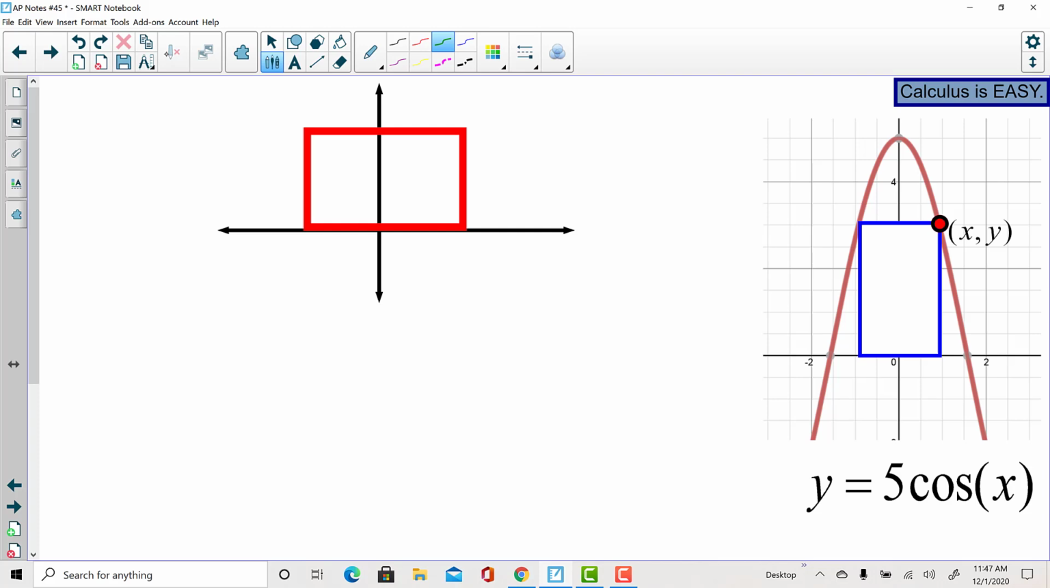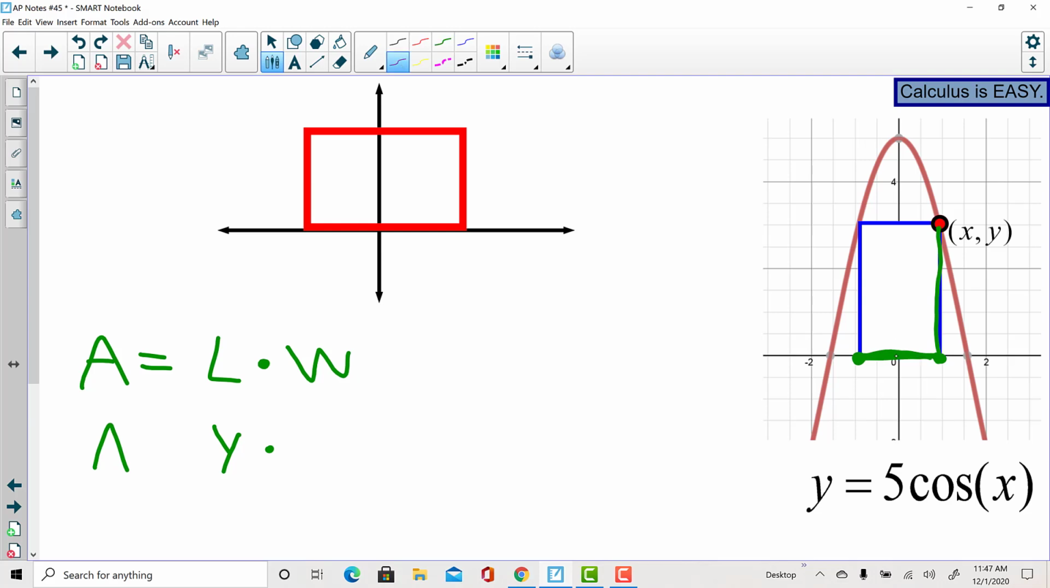So let's do the area of a rectangle. The area is going to be length times width. The length is pretty easy. It's just the distance from the x-axis to the height right here, and that's just going to be y. So the length is just going to be y. The width is going to be the distance from the left side all the way to the right side.